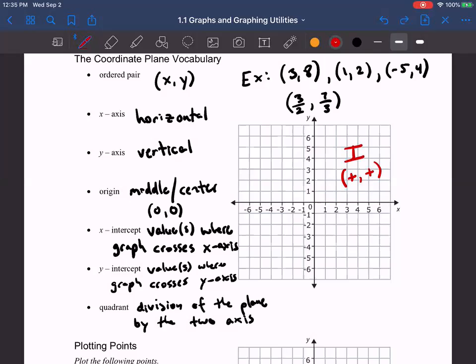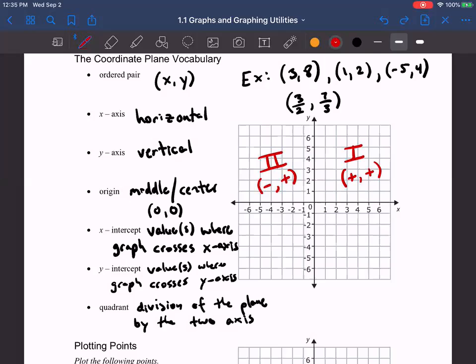Continuing counterclockwise, we move over to quadrant 2. Quadrant 2 is going to have negative x values, that first value of your ordered pair, and positive y values, the second value of the ordered pair, because you're moving over here on the side with the negative x values, but you're still moving up in the positive y direction. So you end up with negative and then positive.